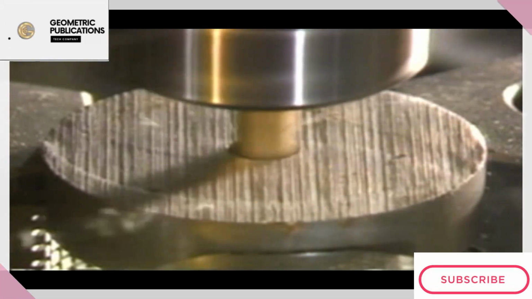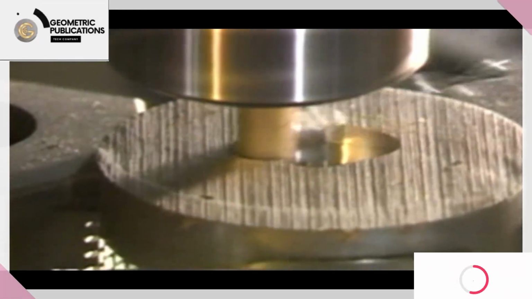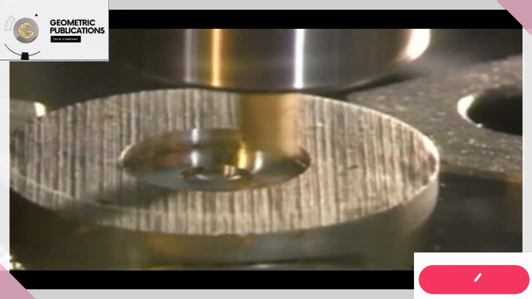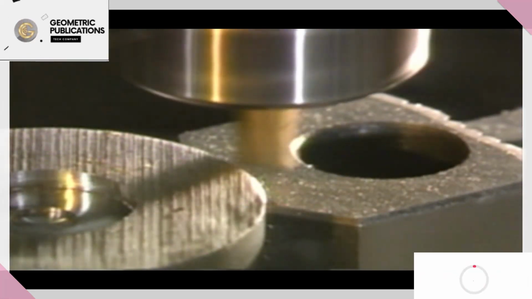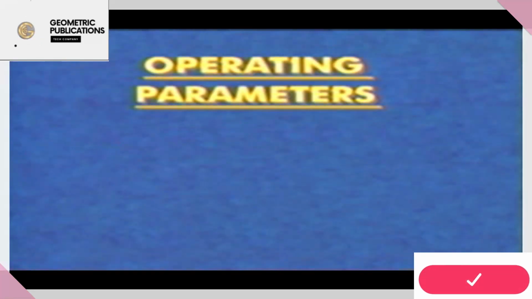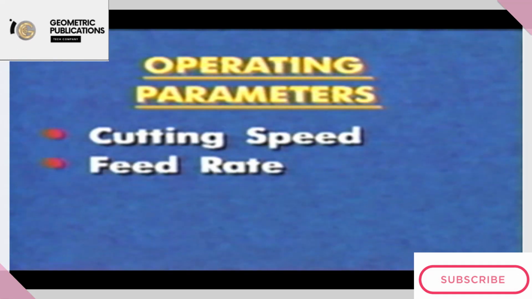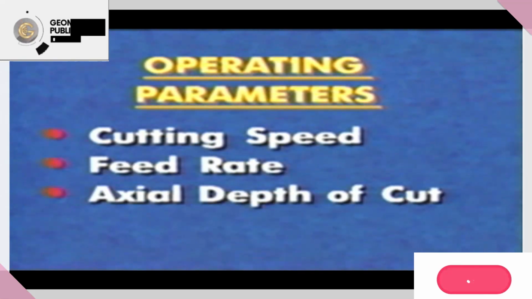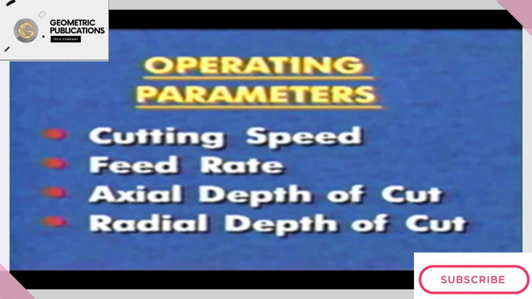The selection of operating parameters in milling involves many factors. Only the most important will be included in this introduction. They are cutting speed, feed rate, axial depth of cut, and radial depth of cut.